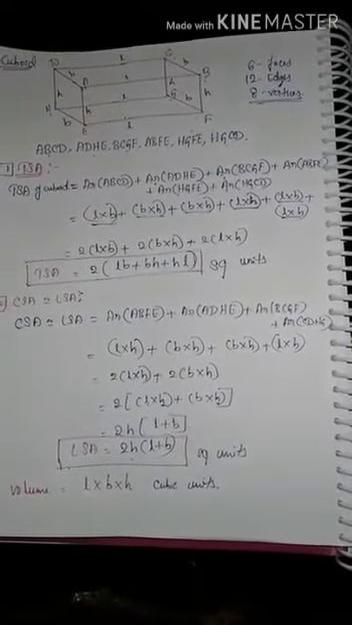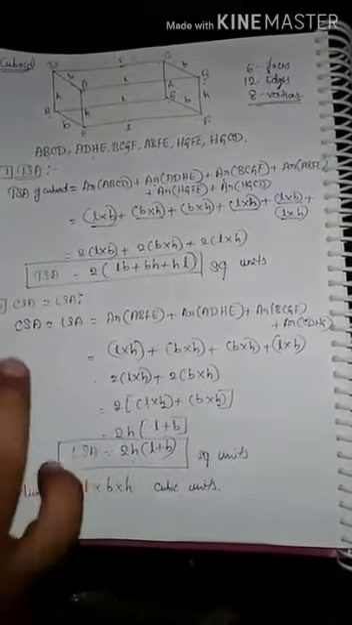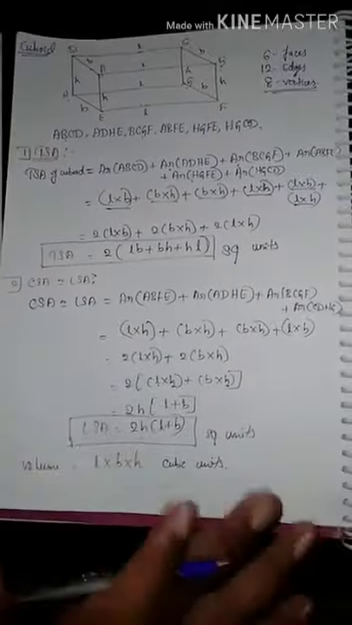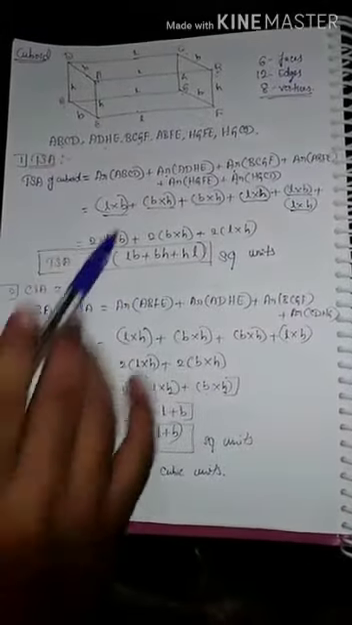Okay students, this is the derivation of the total surface area and curved surface area of a cuboid. In the same way, we have to find the total surface area and curved surface area of a cube also.